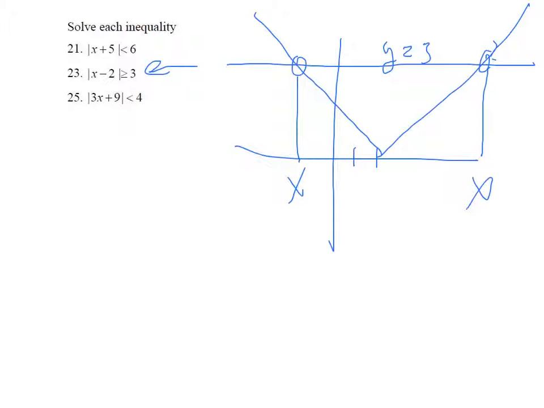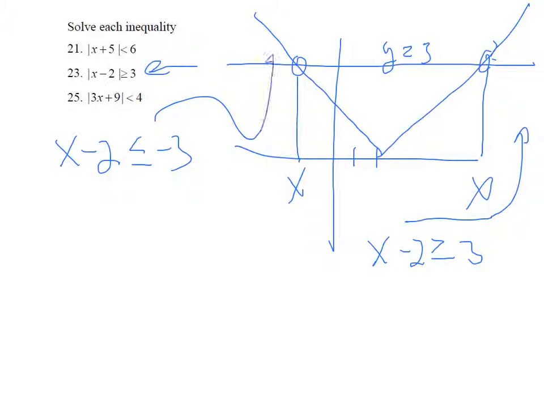I know that x has to be less than whatever that x number is. And I also know that x has to be greater than whatever that x number is to come up and hit the graph. So that's what you do. It's going to be less than the negative and greater than the positive. So instead, we're going to write two inequalities: x minus 2 has to be less than or equal to negative 3, and x minus 2 has to be greater than or equal to positive 3. This takes care of the greater than. This takes care of the less than.